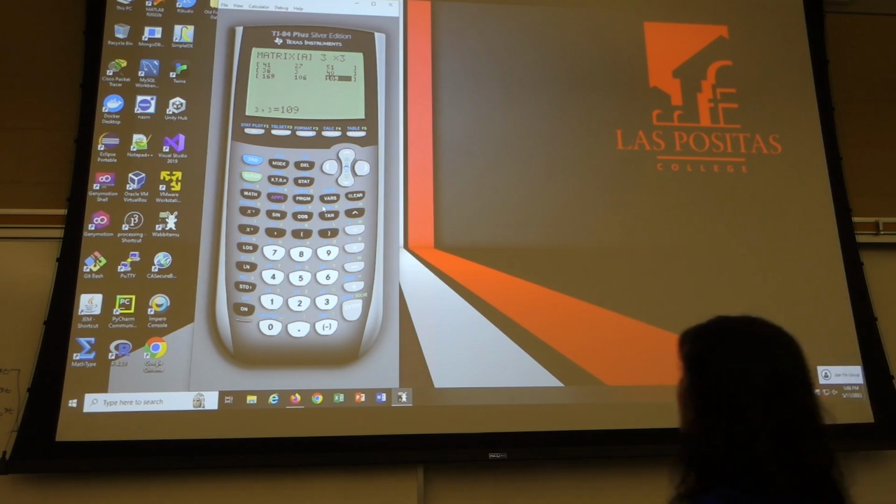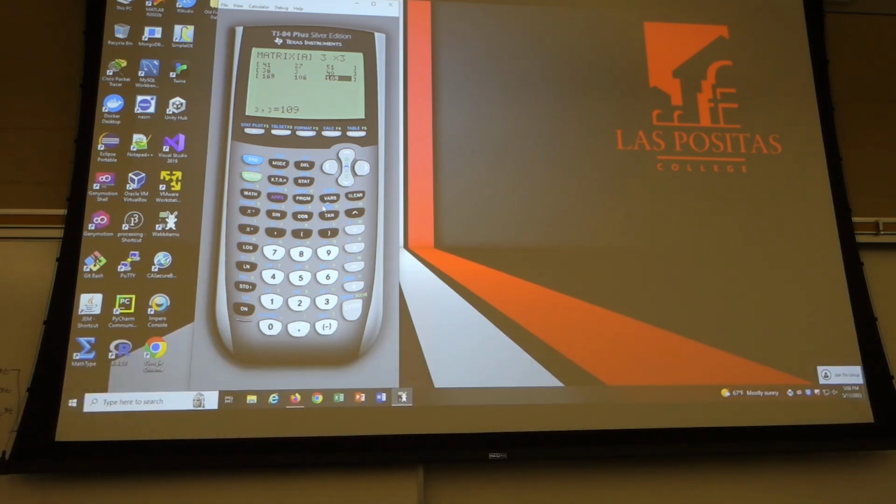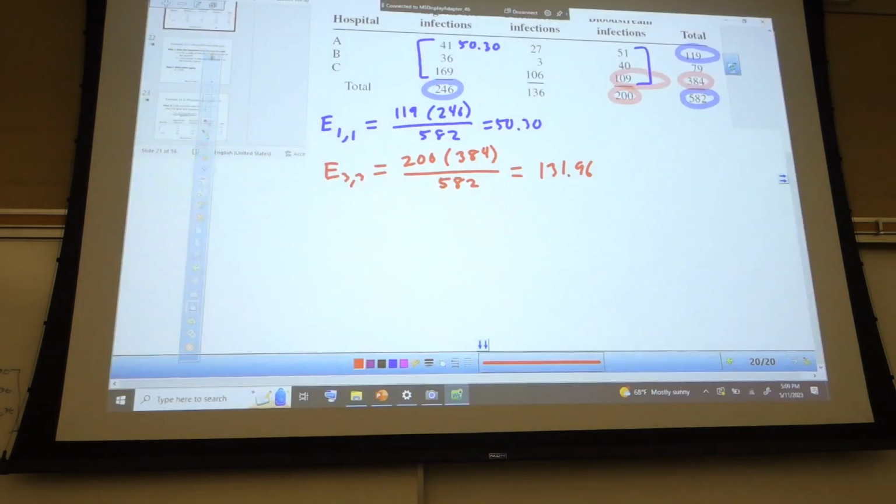We're going to go to stat test. And we're going to arrow up, because it's towards the bottom, just the plain old regular chi-square test. Chi-square test, observed A, expected B, calculate, bam. There's our chi-squared and our p-value. So my chi-squared.